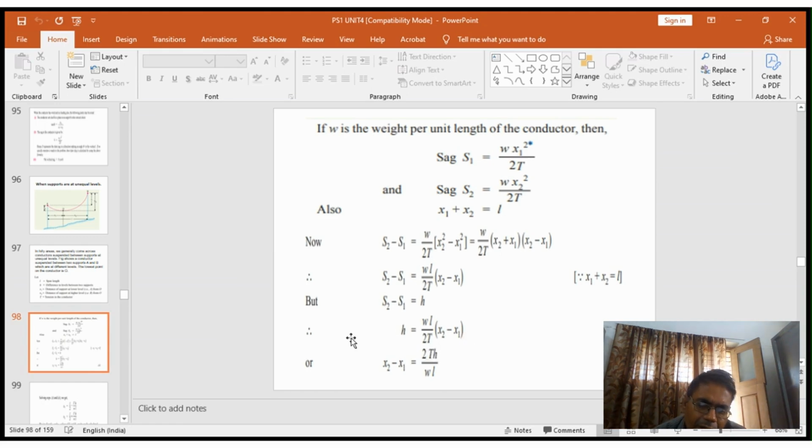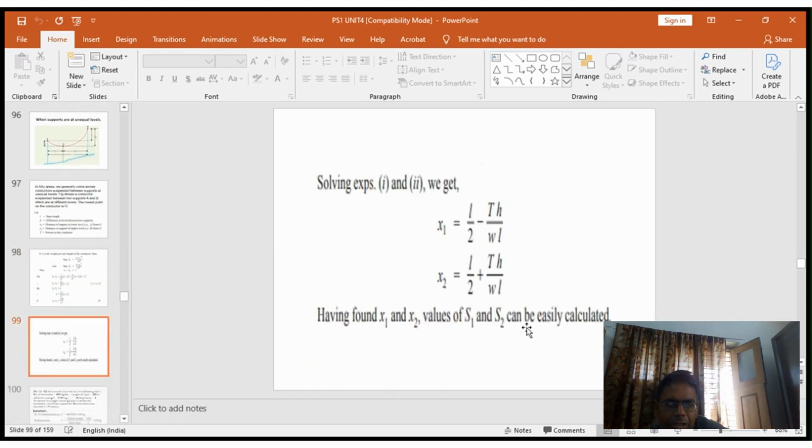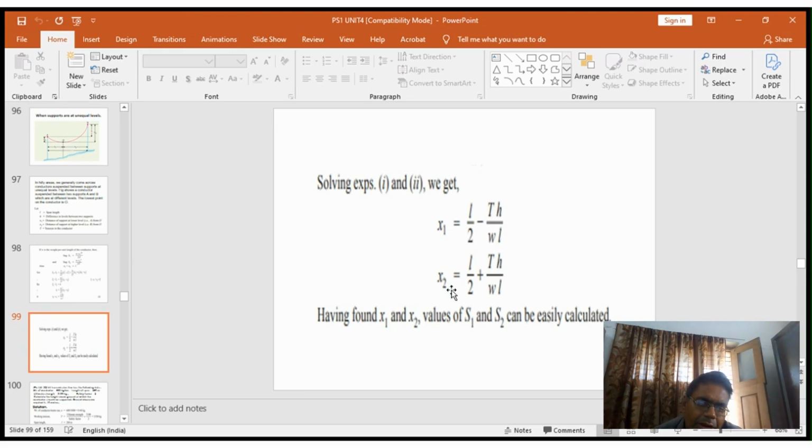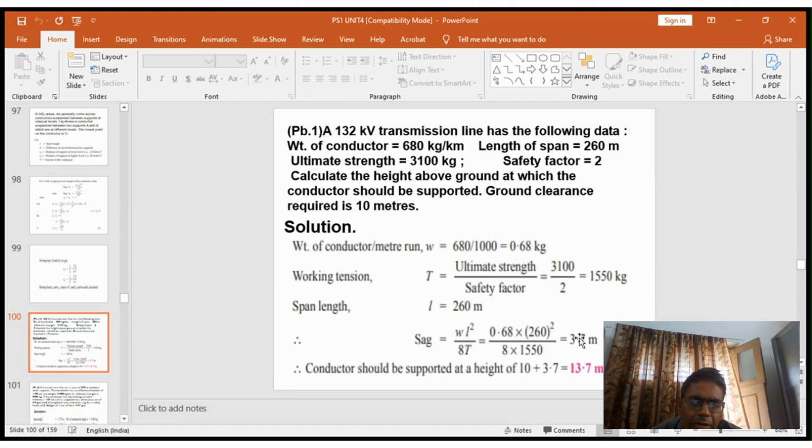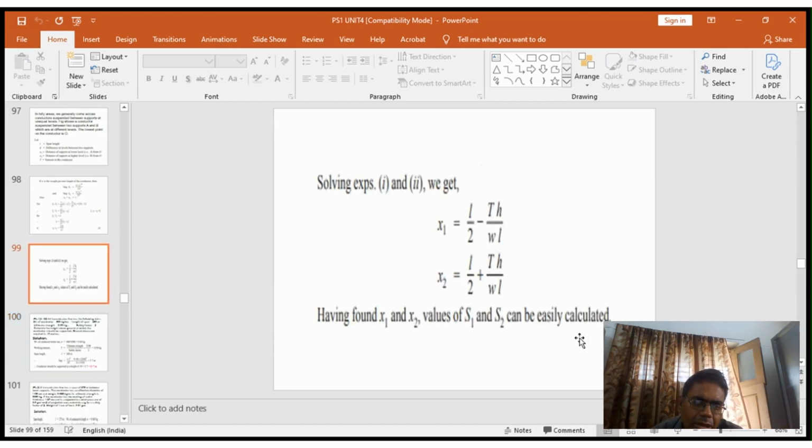From this expression, calculate x2 minus x1. Solving these two equations, we get the x1 value and the x2 value. x1 is equal to L by 2 minus Th divided by WL, and x2 is equal to L by 2 plus Th divided by WL. After getting x1 and x2, the sags S1 and S2 are easily calculated. The important point here is that the lowest point on the conductor is not the midpoint in case of unequal-level supports.